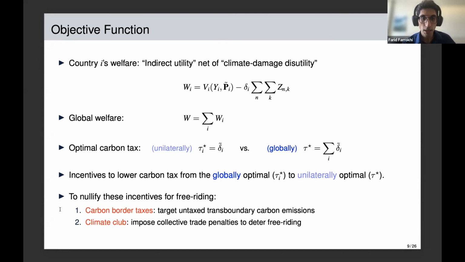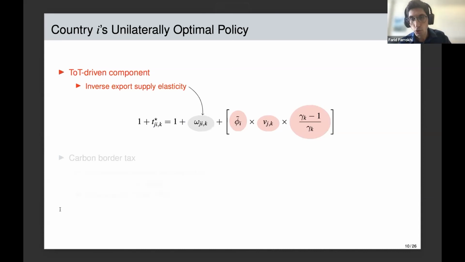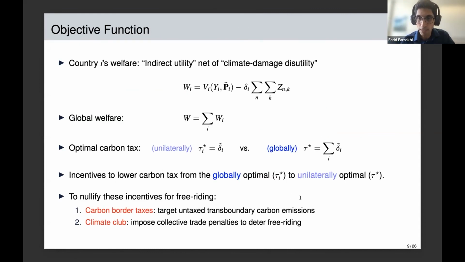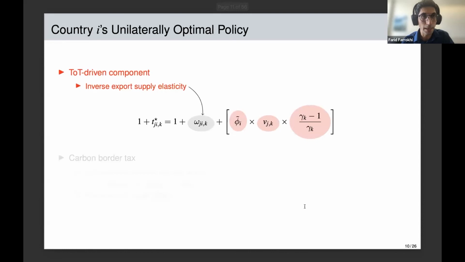In the first case, in the case of carbon border taxes, we want to target untaxed transboundary CO2 emissions. And in the case of climate club, we want to use collective trade penalties to deter free riding in order to achieve an agreement on climate internationally. But let me also show you, these are for domestic carbon taxes, but how about other tax instruments? What is unilaterally optimal for import taxes or tariffs takes this form. And I want to highlight that it has two components.